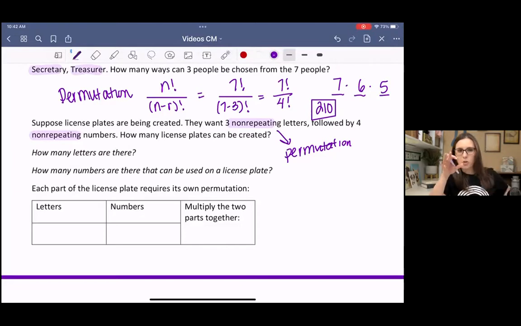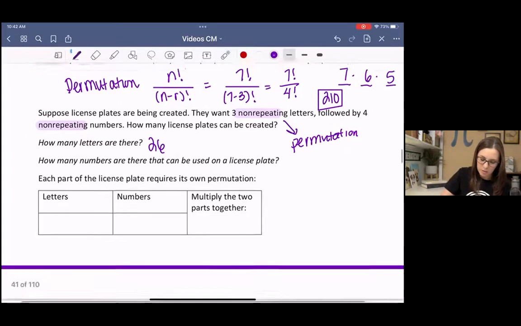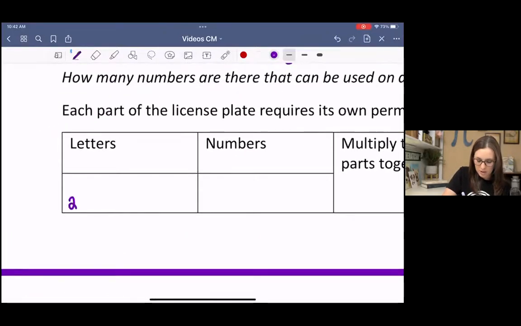So we have 2 different situations going on here, and we're going to focus on each part separately and then deal with them together at the end. In the first instance, we're talking about letters. How many letters are there in the English alphabet? 26. And we are choosing 3 non-repeating. So this is going to be 26 letters, and we're choosing 3, permutation. And I can use my calculator for that.